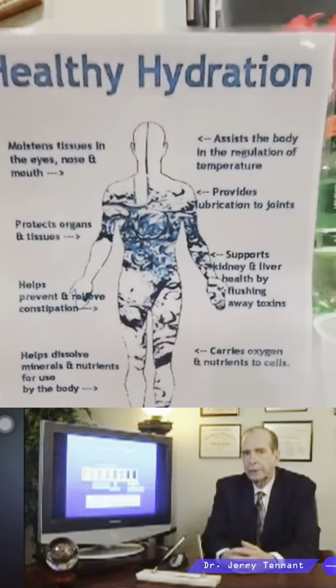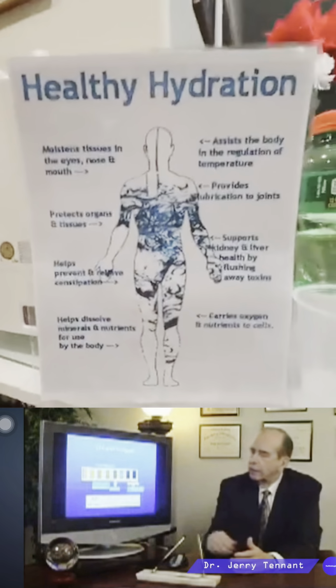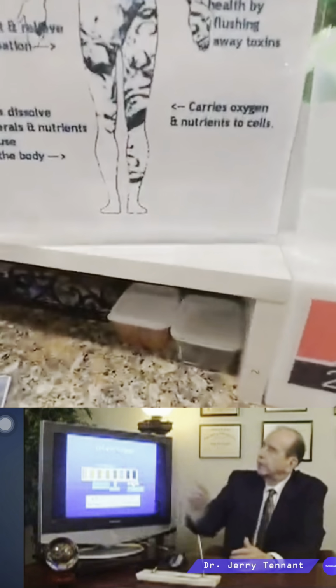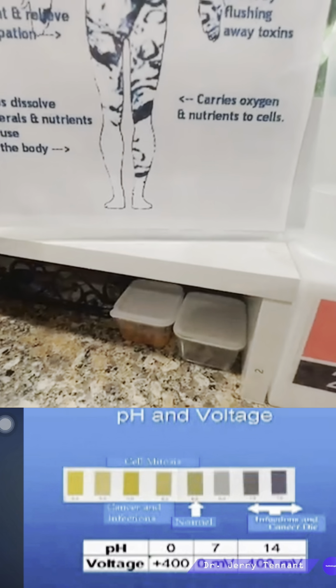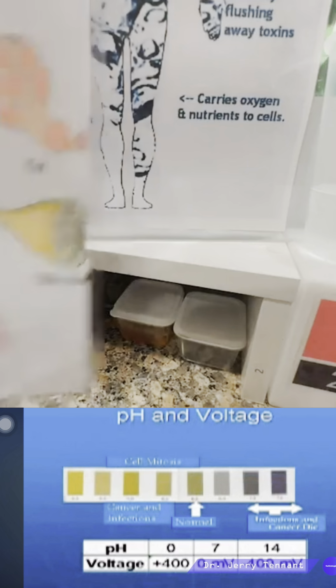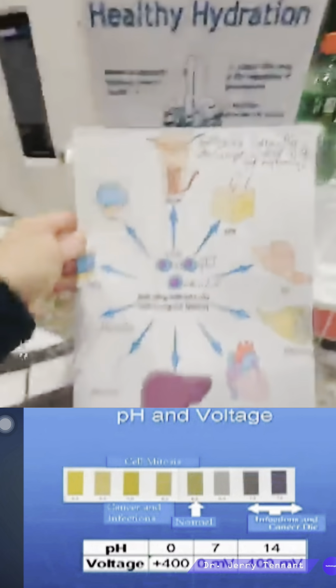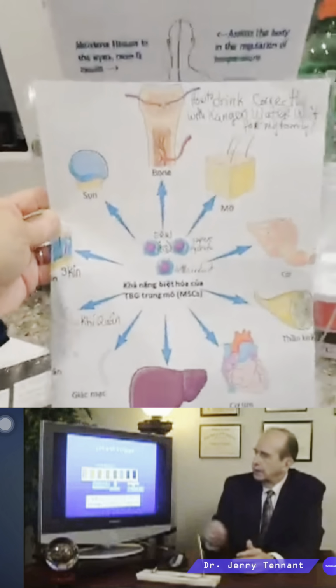Let's go over some electronic terms. Everyone knows the term pH, but few of us really understand what it means. pH stands for potential hydrogen, and basically it's a measure of voltage. For example, a pH of 0 is considered a plus 400 millivolts.